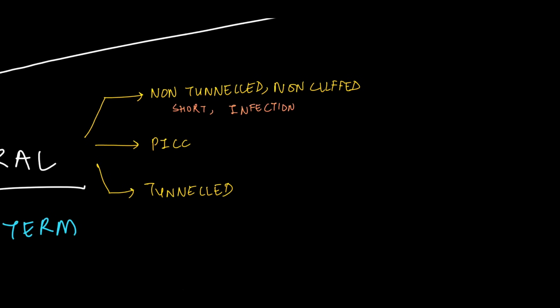So a PICC line is when a central access is indicated and the exit site is on the arm. The rate of infection in a PICC line is lower when compared to a non-tunneled, non-cuffed catheter. And finally, we come on to the tunneled catheters. So they follow a tract under the skin before entering the central vein. And these are most common for long term. Why? Because they're associated with the least infection rate.